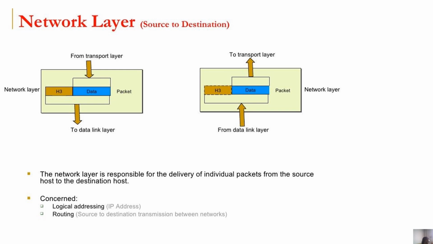Coming to the next layer, the network layer. The network layer decides the best route for data to travel across the network. It uses logical addressing like IP addresses to ensure that the data reaches the destination. At this stage, the data is encapsulated into packets, and these packets are sent from the network layer to the data link layer.